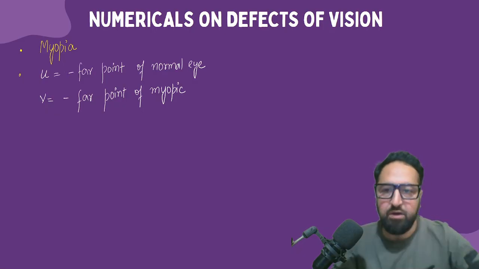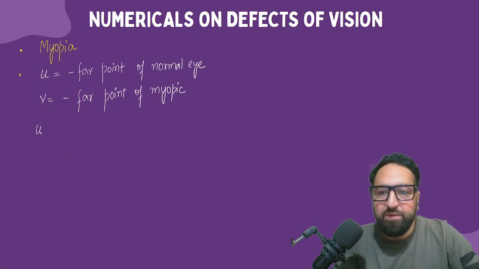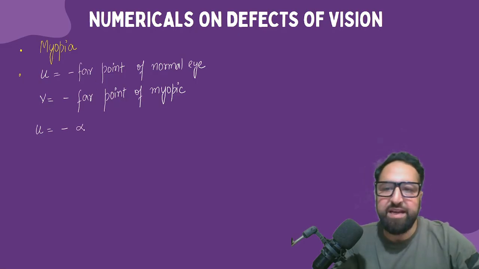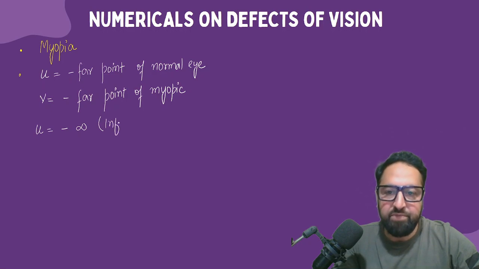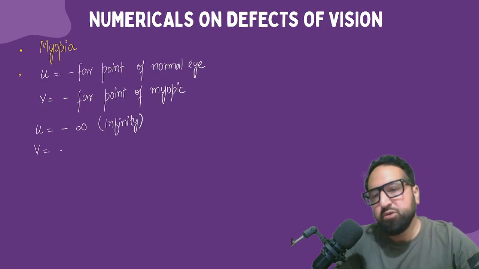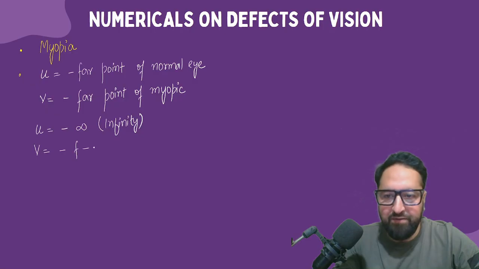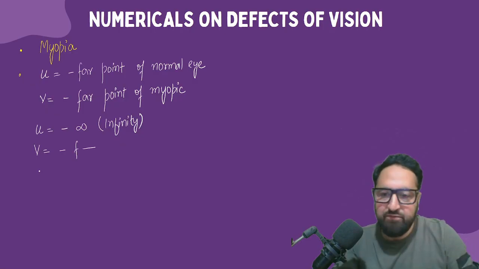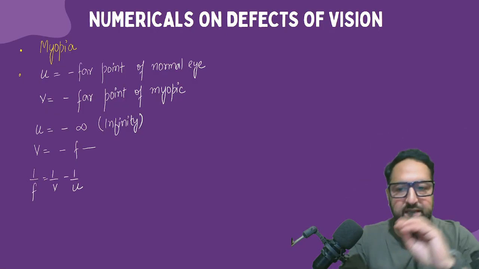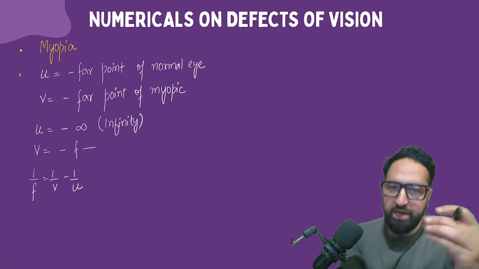This is because they will be on the left side, opposite to the direction of the incident rays. So u will be taken as minus the far point of the normal eye. It is infinity, right? Then what is the far point of the myopic eye? It will be given in the question. So it is minus the far point of the myopic eye. Then using the lens formula, 1 by f equals 1 by v minus 1 by u, you can calculate f, and from f you can calculate power.